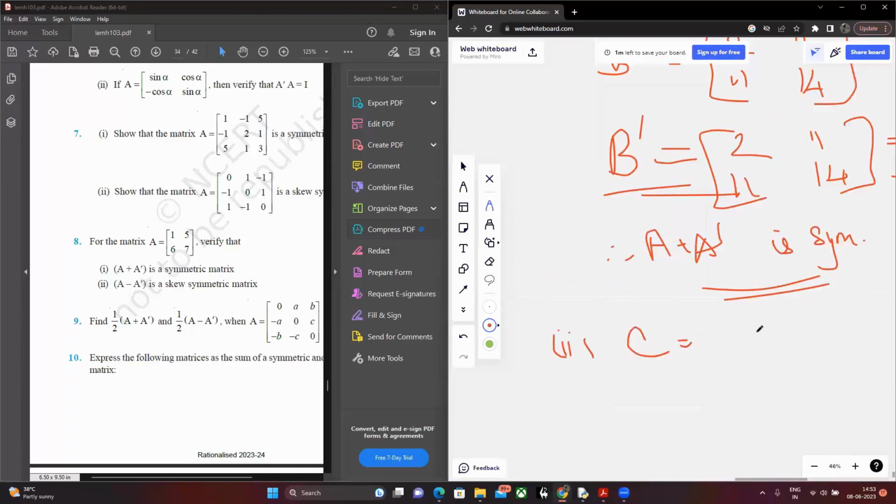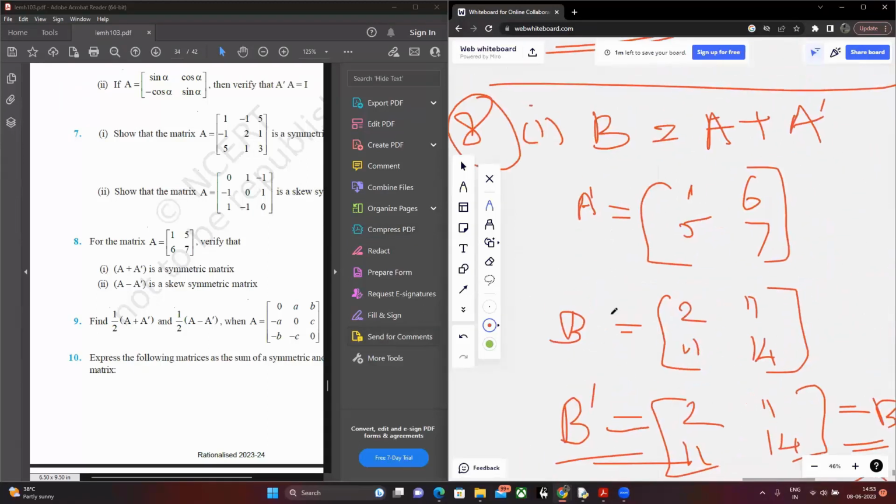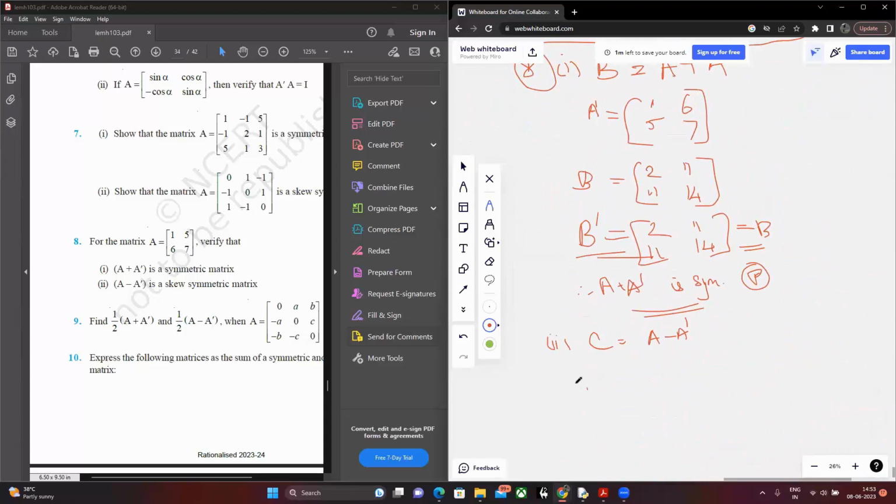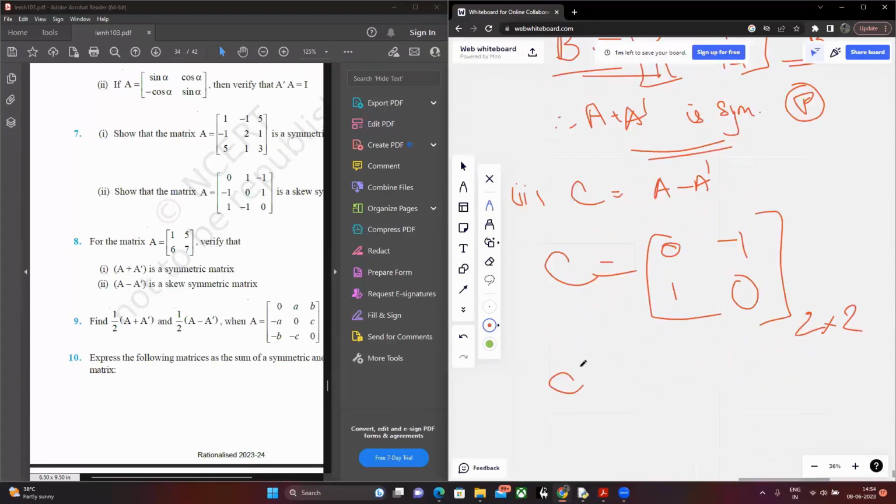For the second part, let C equal A minus A dash. And I have A dash over here, so I can basically write down the value of the matrix C. Again, that is going to be 2 cross 2 because it's an elementary difference operation, so you have the same order as each of the constituent matrices. And so you're going to have A minus A dash to be this minus this, which is 1 minus 1 giving a 0. 5 minus 6 giving a minus 1. 6 minus 5 giving a 1. And 7 minus 7 giving a 0. So you can see that C dash is going to be equal to minus C.